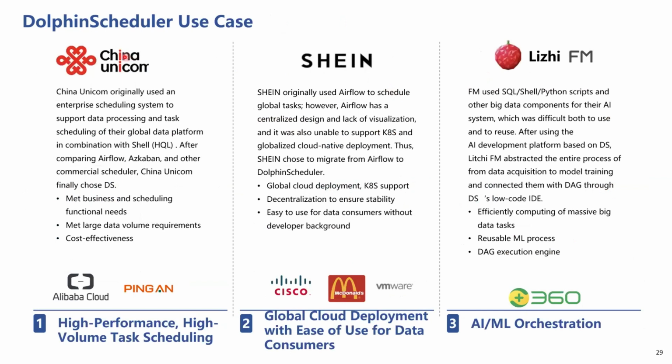We also have some big use cases like China Unicom, one of the three major and biggest telecom providers. We met their business scheduling and function needs and large data volume requirements, and helped lower their cost. Shein is an online e-commerce company in South China, but their customers are worldwide. So they use cloud deployments, AWS deployments, and Kubernetes support. We decentralize to ensure stability and ease of use.